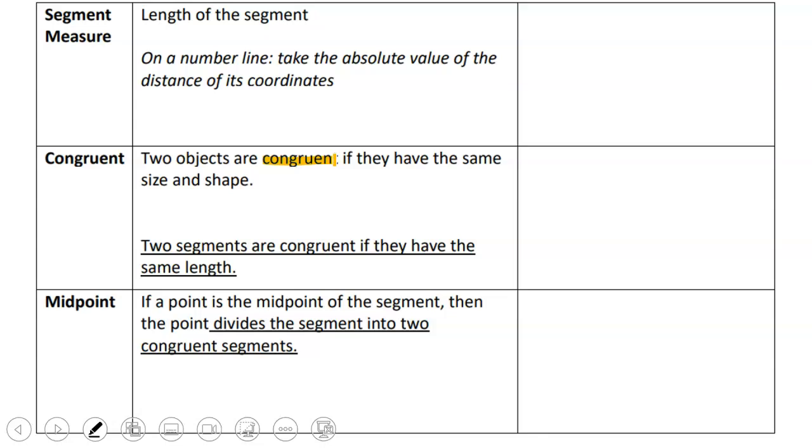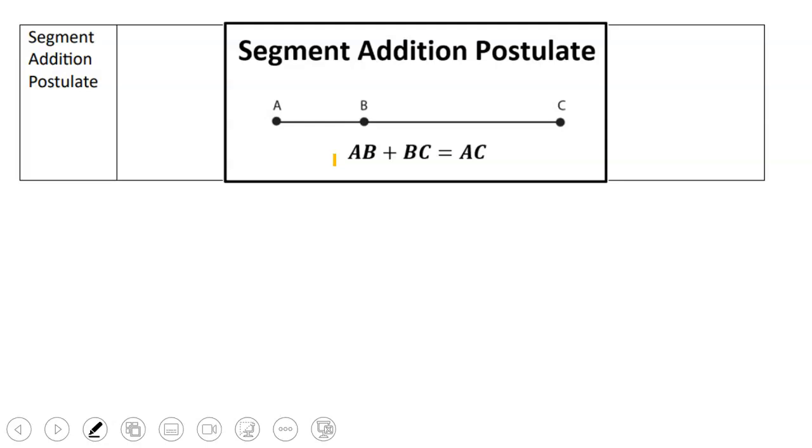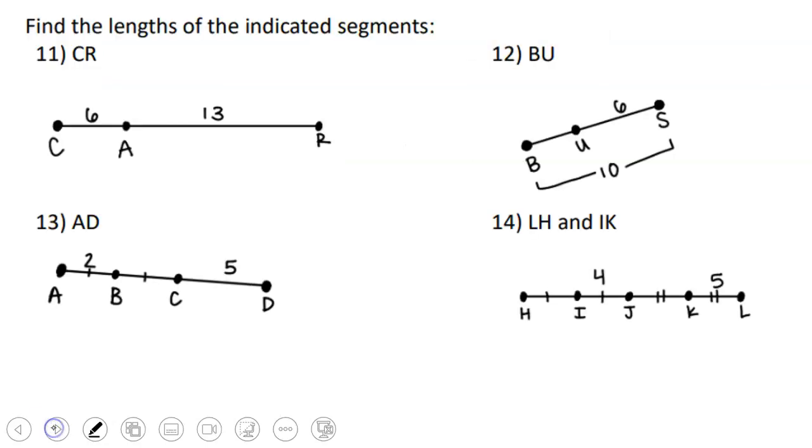And then another new word here is midpoint. If a point is the midpoint of the segment, then the point divides the segment into 2 congruent segments. The two pieces have the same size, same length. The segment addition postulate says that if I have a point on the segment, I can add those two segments together to get the length of the entire segment. So that's what the segment addition postulate says. And that we can use to solve some problems.